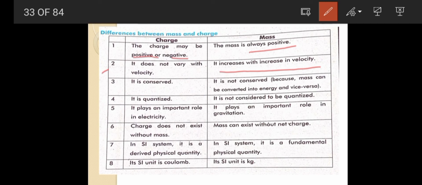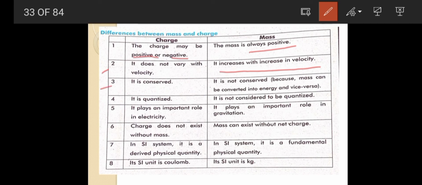This can be proved using Einstein's relativity theory, which is E equal to mc square. The equation says that as the velocity or speed of a body approaches the speed of light, then its energy increases. When the energy of a given body or mass increases, then its mass also increases. Clear? So that is what Einstein's relativity theory says. As velocity increases, the mass of a body also increases.